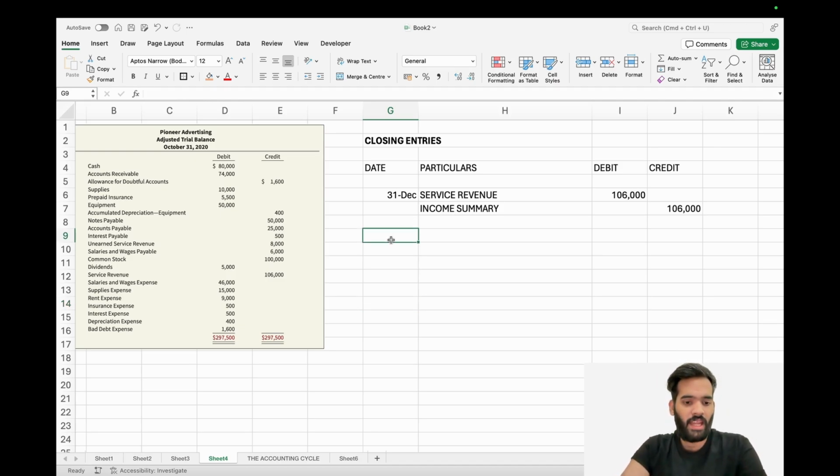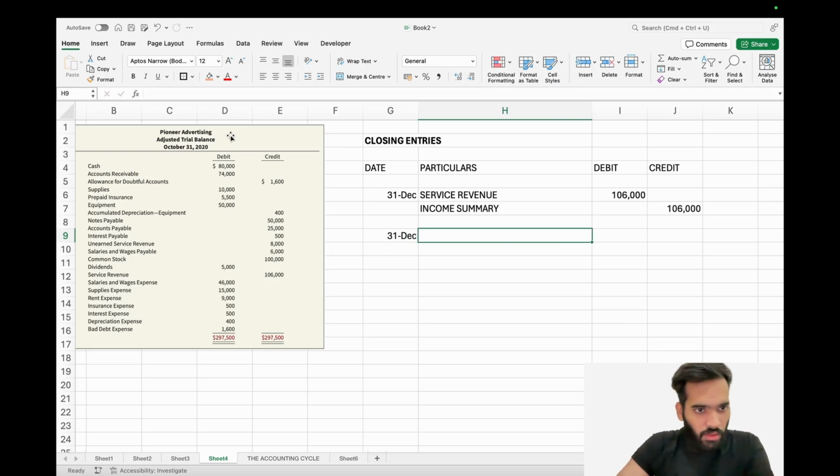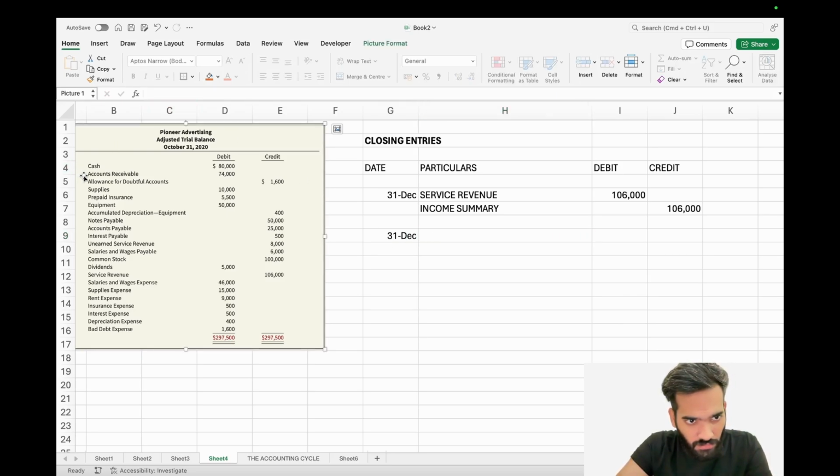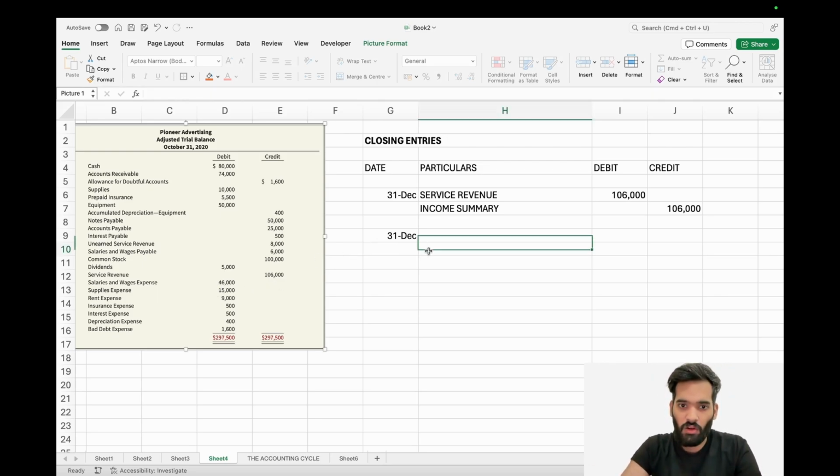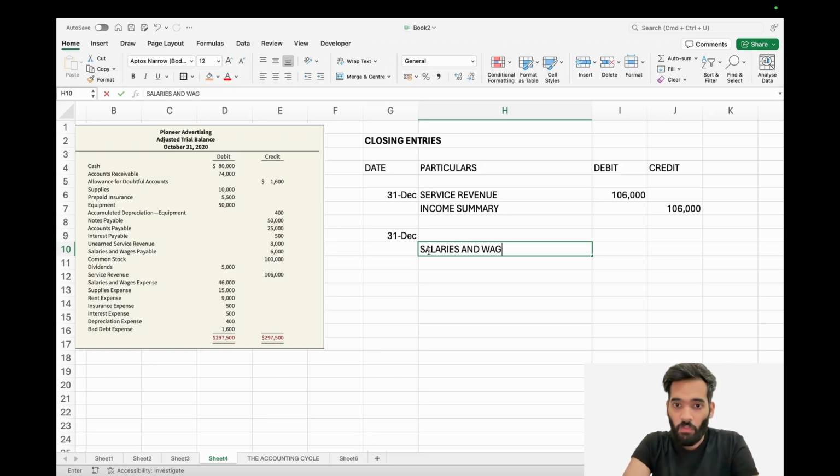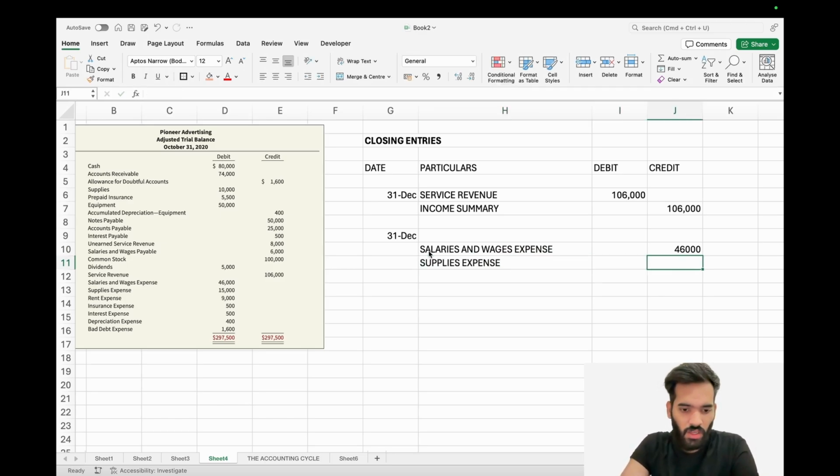So next, now we need to close the expense accounts. Let's see if we can spot some expenses. There we go. Salaries and wages expense. Again, we'll do the same reasoning. Since I want to decrease the expense accounts, meaning I want to convert them into zero, I will have to credit the expenses because they decrease on the credit side. So I'll do salaries and wages expense credit, which is 46,000, and then supplies expense credit. Again, I'm crediting just to remove the amounts, so it becomes zero.